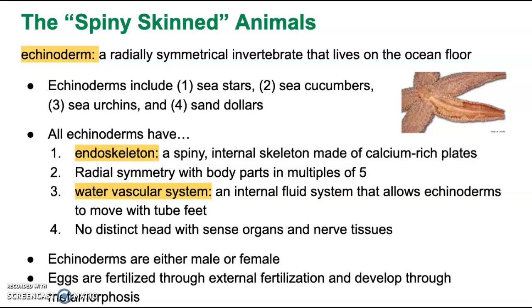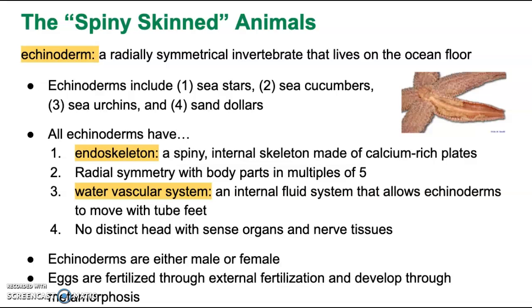Common echinoderms include sea stars, which are most often what we think of when we think of echinoderms as scientists, sea cucumbers, sea urchins, and sand dollars as well. All echinoderms are going to have four things in common. To start, they're all going to have an endoskeleton. Their endoskeleton is an internal skeleton, just like what you and I have inside of our bodies, but instead of being made up of bones, it's made up of calcium-rich plates that form spines. So if you went to pick up an echinoderm, you might be unfortunately surprised to find out that it's really sharp. Those spines help to detract predators from consuming them.